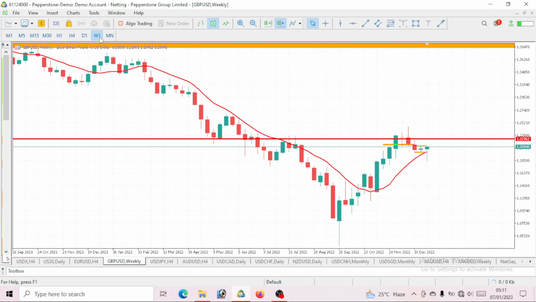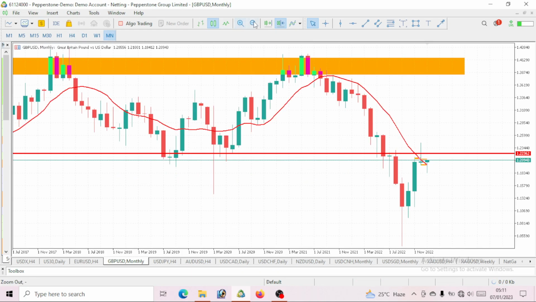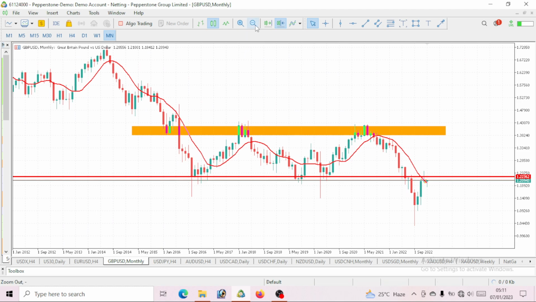When you take a look at this GBP USD, we will start from this higher time frame, which is a monthly time frame. We would analyze it downward to the 4 hour time frame. When you take a look at this movement, if you zoom it out, you see that the full trend for this movement is actually a bearish move, right?